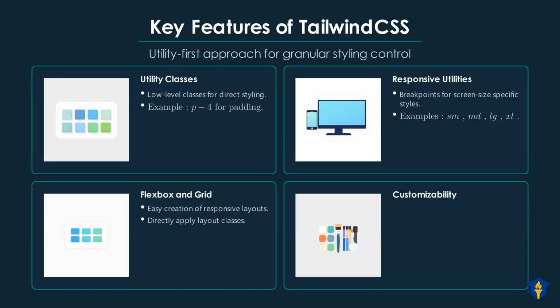A major advantage of Tailwind CSS is its extensive customizability to match your brand's unique identity. You can configure almost every aspect of the framework, ensuring your design system is perfectly aligned. This gives you full control over your design system, allowing for highly unique and tailored interfaces.